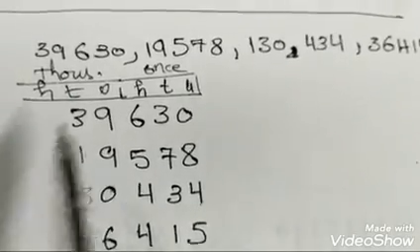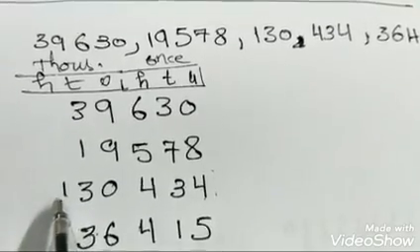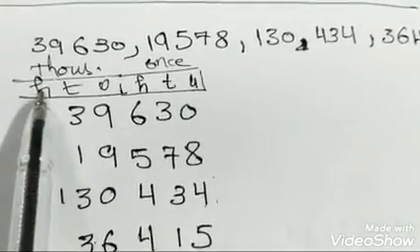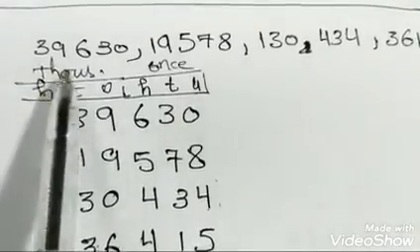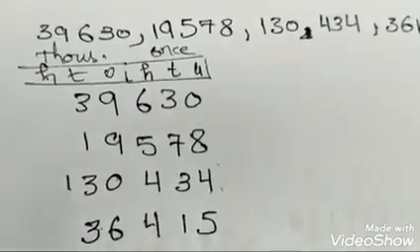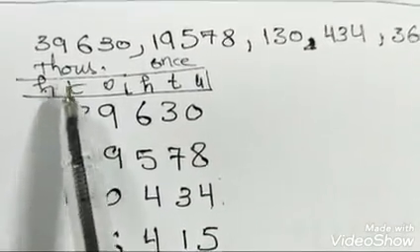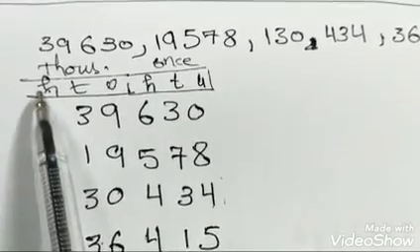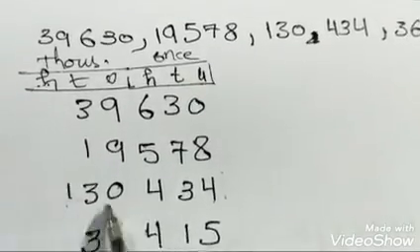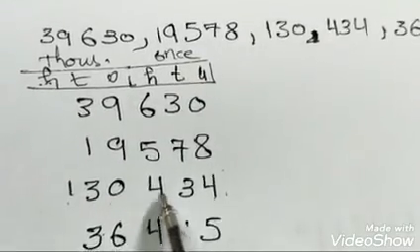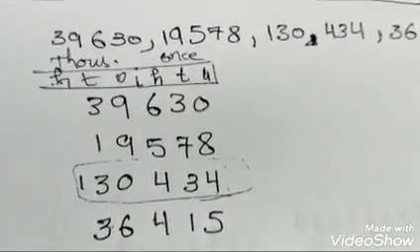First of all, I have only this number having a digit in the 100,000 place value, in the thousands period. All the others have only tens, and as we said before, the hundreds place is 10 times the tens. So 130,434 is the largest or the greatest number.